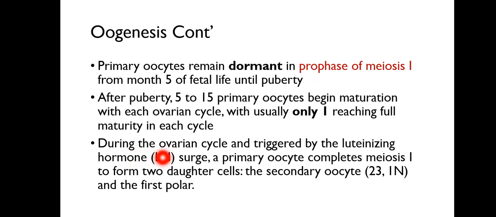So you must know that in males, one primary spermatocyte forms 4 spermatids, but in females, one primary oocyte is only going to form one secondary oocyte. Why? It's because the other 3 differentiate into what we call polar bodies. When this primary oocyte completes meiosis 1, it forms the secondary oocyte and the first polar body.